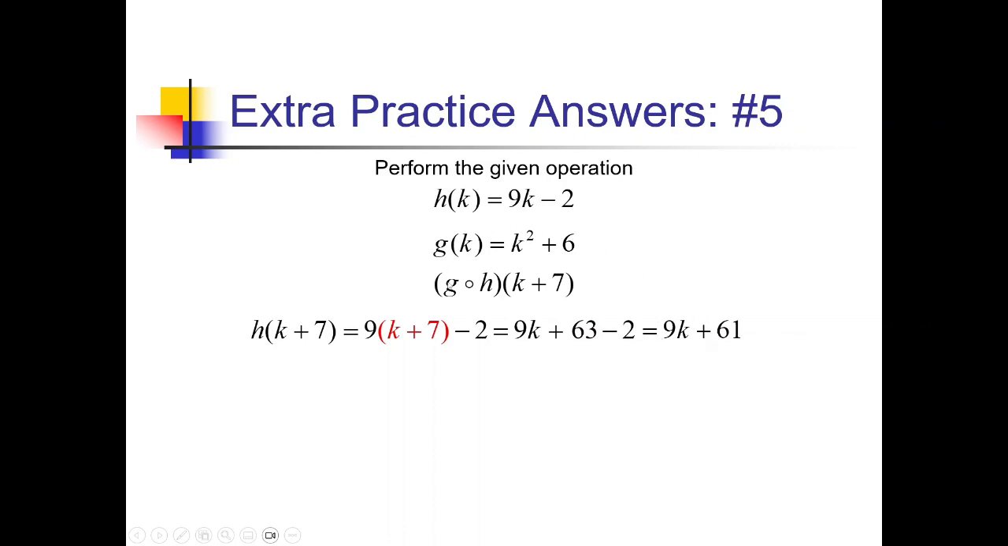I now need to do g of this whole thing. So g of 9k plus 61. So that's going to be parentheses 9k plus 61 squared plus the 6 at the end. Now to expand this 9k plus 61 squared, I'm going to do a squared plus 2ab plus b squared. So square the first thing. 9k squared is 81k squared. Then I have to multiply these two things together and double it, which I'm going to do on the calculator.